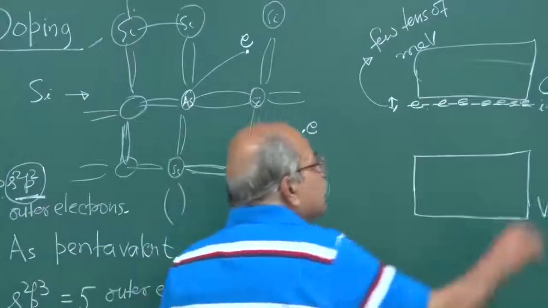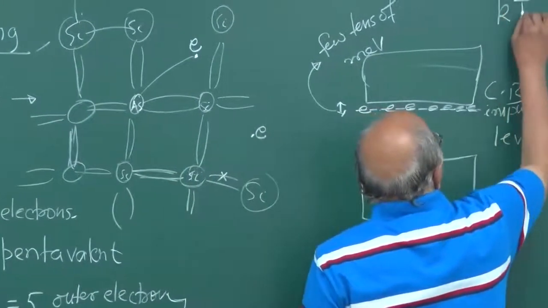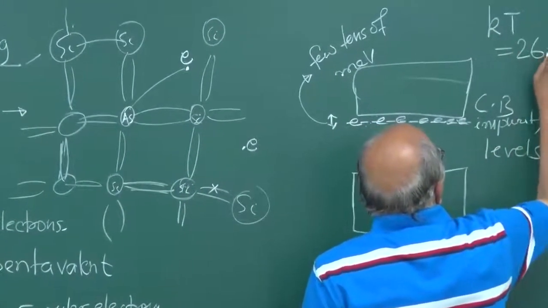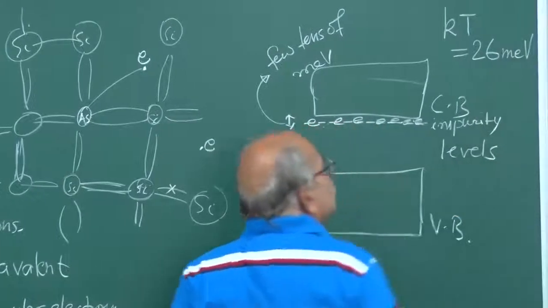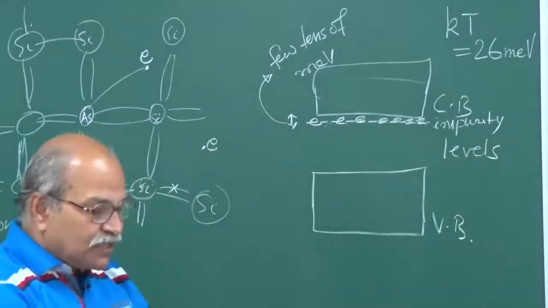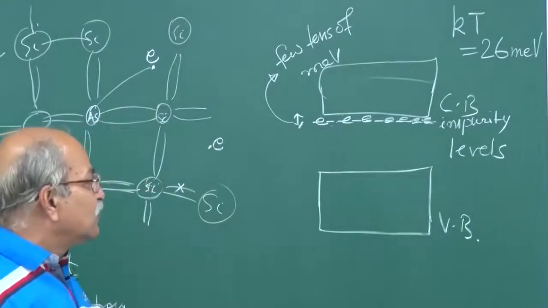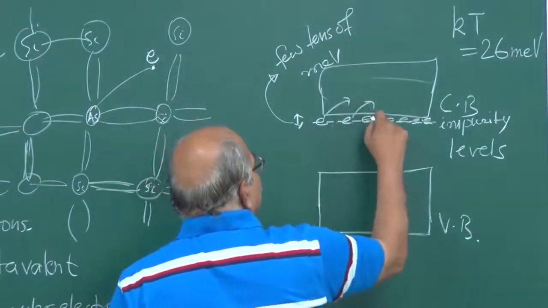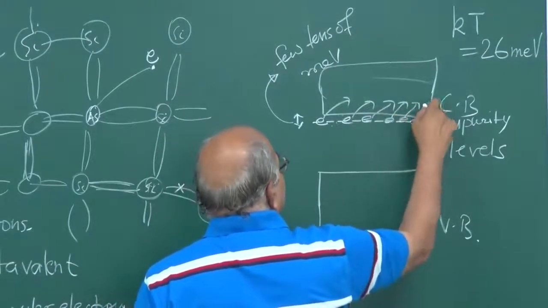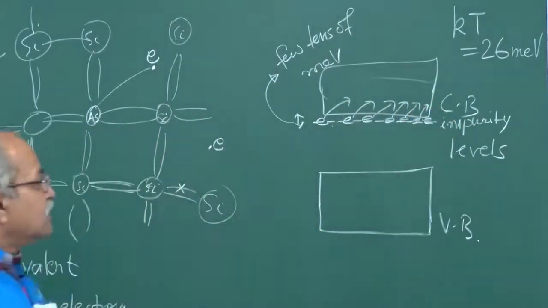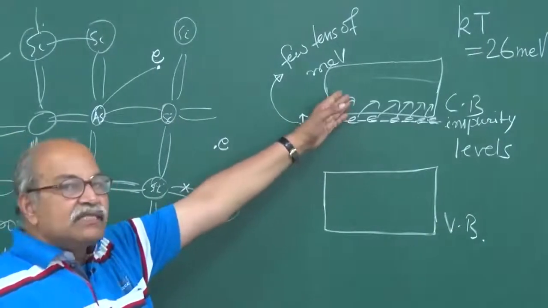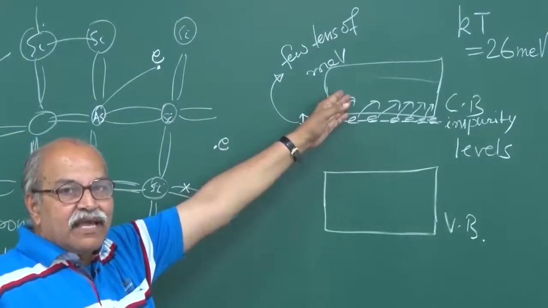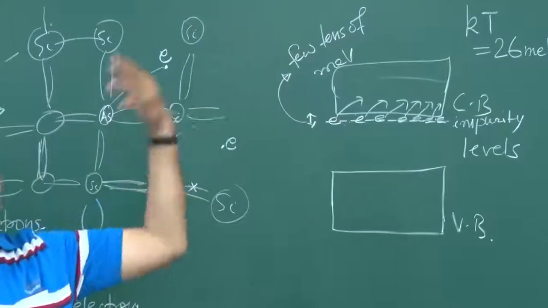And remember, kT itself is 26 milli-electron volt. So it's comparable to that. And therefore, through thermal interactions, these can easily go into the conduction band. Through thermal interaction, these can easily go to this conduction band, and then they are free to move anywhere.